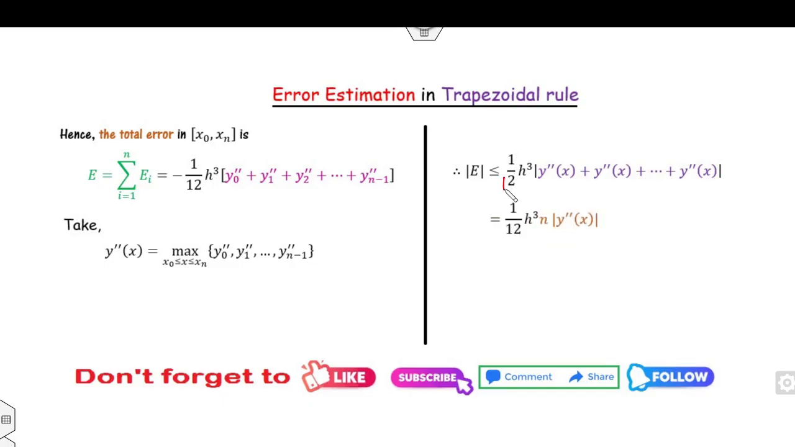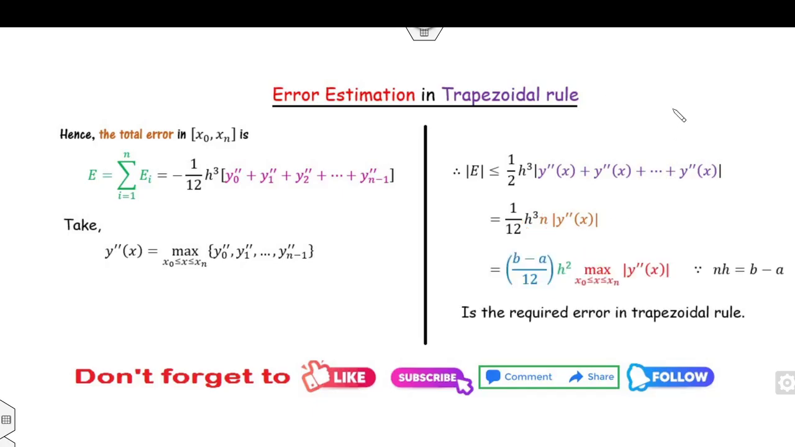Fine. Now we all know nh is b minus a. So how can I write that? This is nh into h square. So this value I can substitute as b minus a, which is the required formula of the trapezoidal rule.